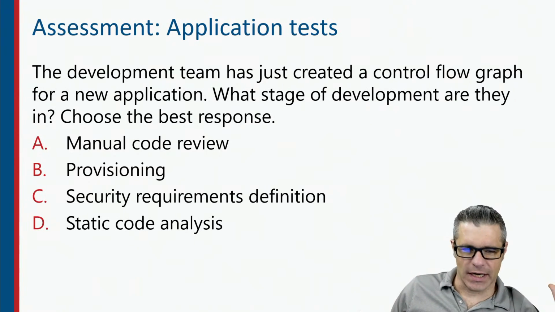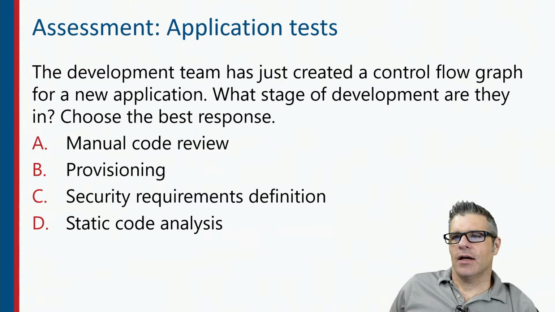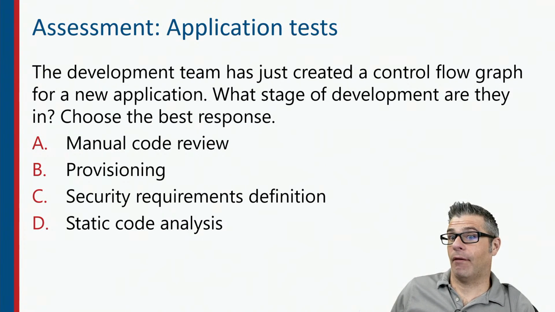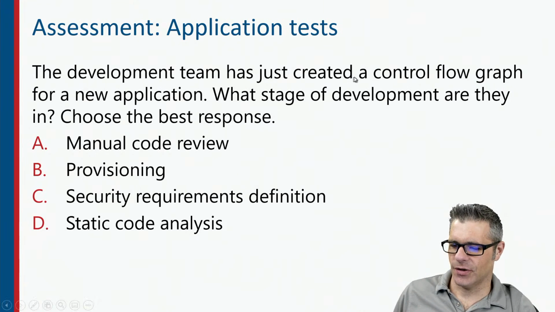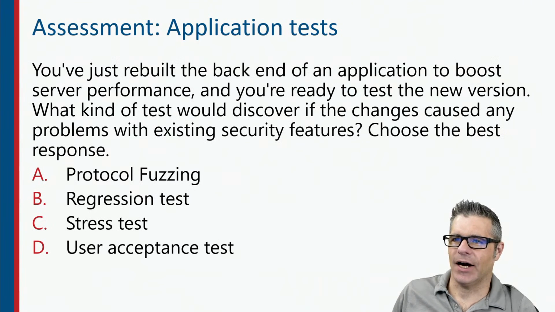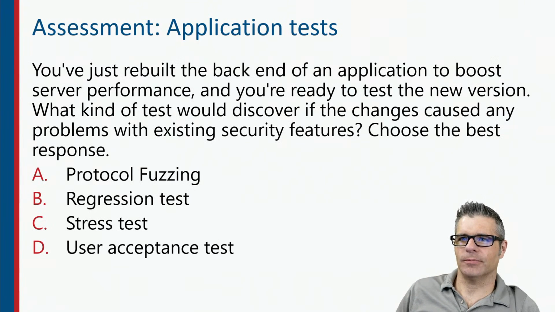All right, last quiz for the day, and we'll get you guys out of here. The development team created a control flow graph for a new application. Where are we in development? I think we only talked about one of these. Is it D? Yeah. They're statically analyzing their code, looking at how things work as it progresses through it.